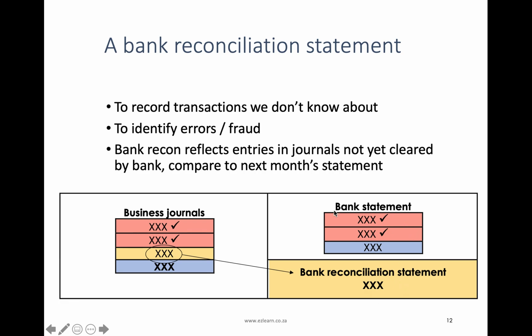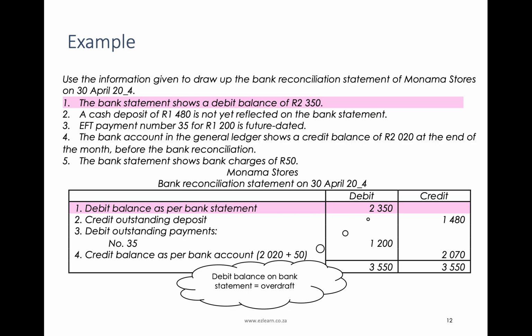But because we can't physically change the bank statement, instead, we create our own bank reconciliation statement that simply acts as an extension showing what we expect to see the bank doing in the next few days. So let's have a look at this example. The bank statement shows a debit balance of 2350. Remember that a debit balance in the bank statement means that actually you owe the bank. So actually it would be an overdraft or an unfavorable amount.